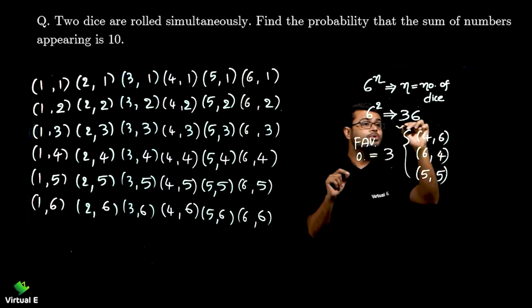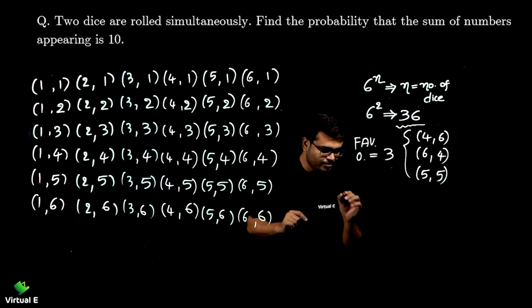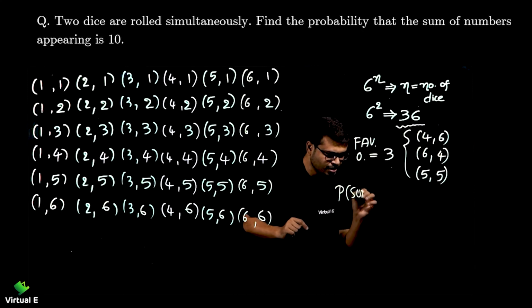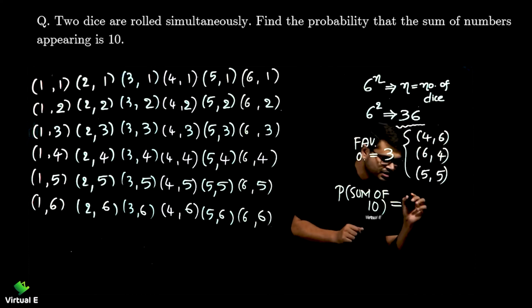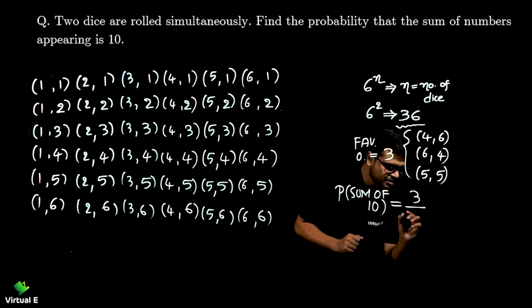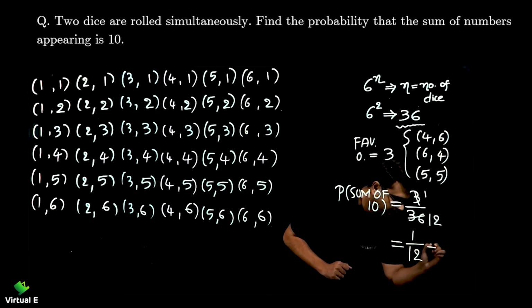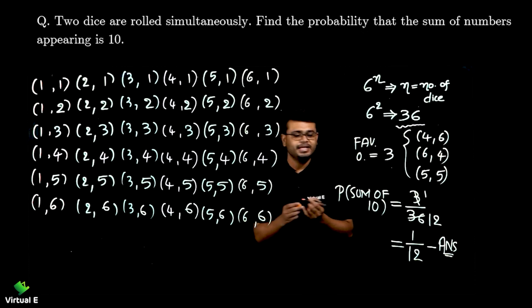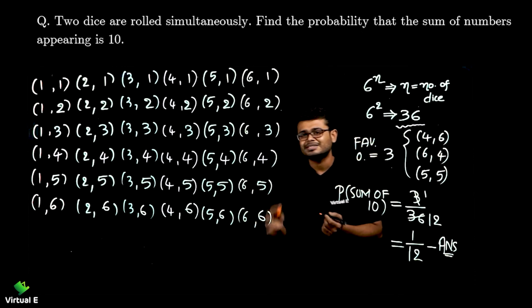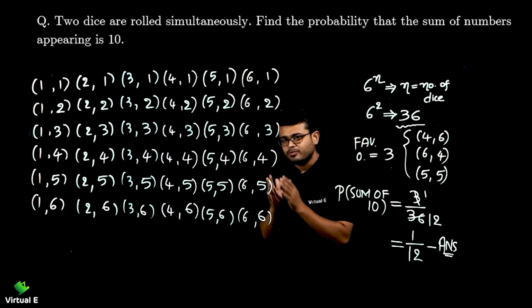And what is the total number of outcomes? Total number of outcomes are 36. So the probability of getting a sum of 10 is equal to favorable outcomes 3 over total number of outcomes 36. Let's do cancellation, 1s are and 12s are. So the answer is 1 by 12. That's my final answer. Probability of getting a sum of 10 on 2 dice, simultaneous throw of dice, is 1 by 12.